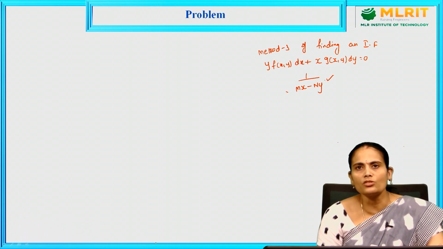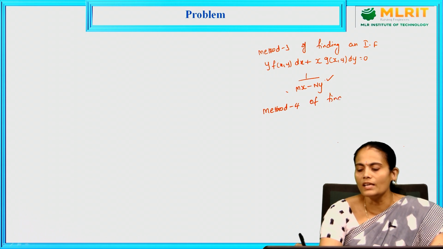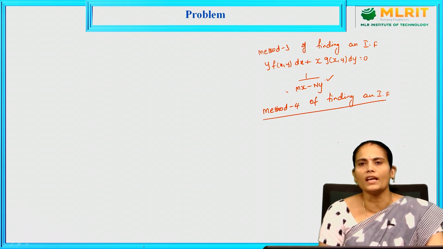In the next session, we will discuss method 4 of finding an integrating factor.